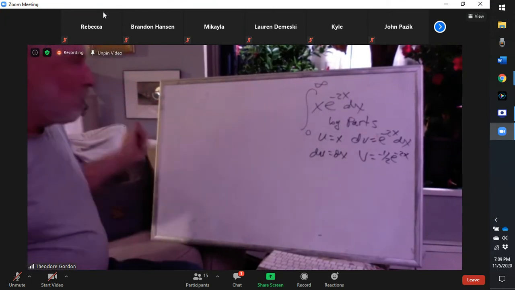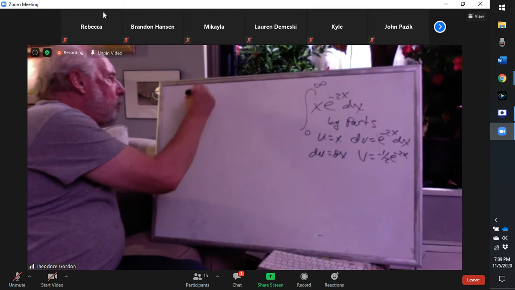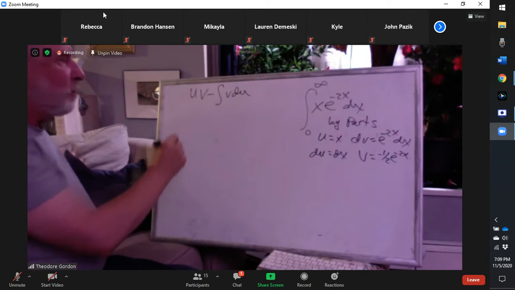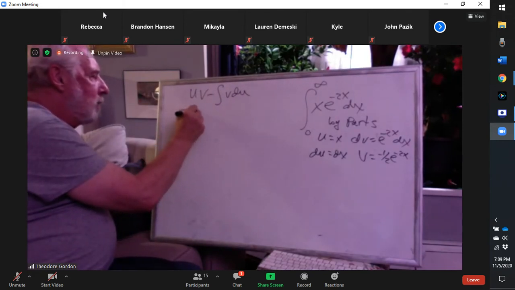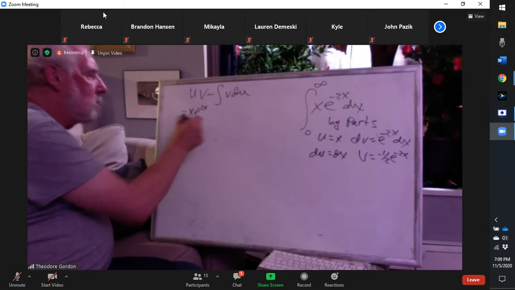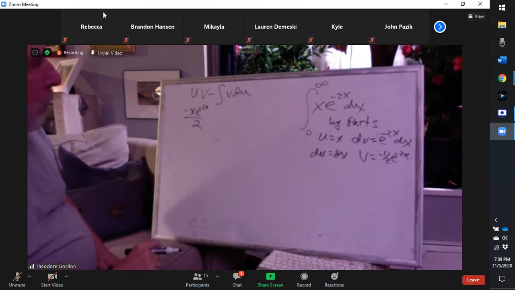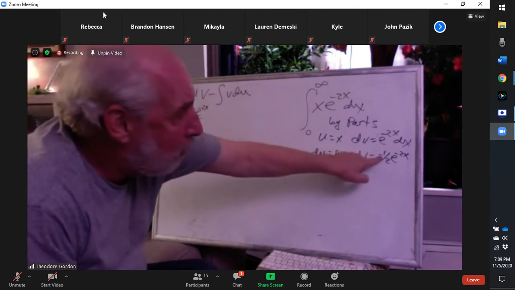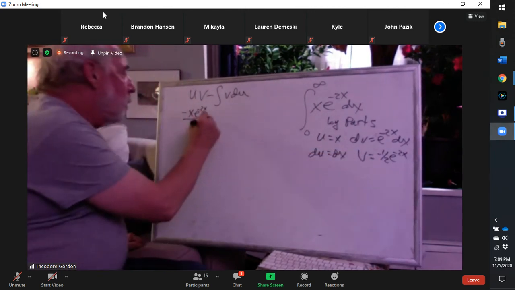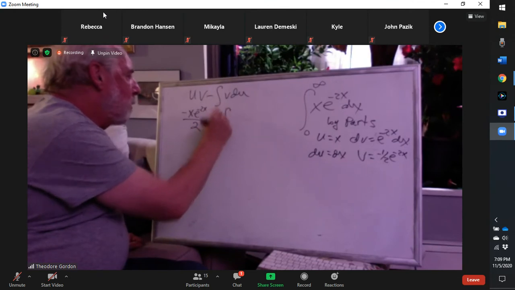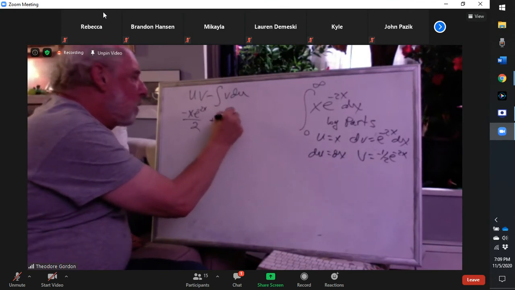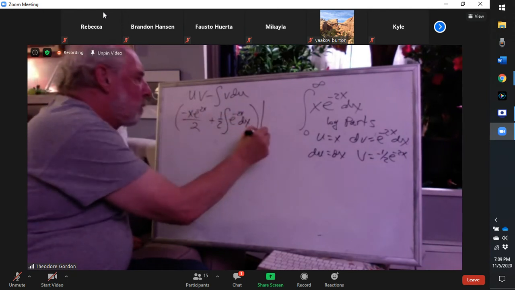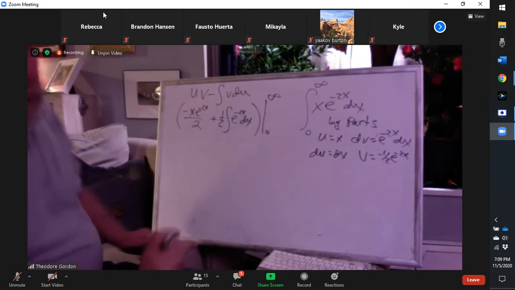Now we have uv minus the integral of v du. So u times v is negative x e to the negative 2x over 2. In the formula for by parts there's a negative sign, but this makes it a positive sign. So we get plus 1/2 the integral of e to the negative 2x dx. And all of this goes from 0 to infinity. I'll pause there for a second.